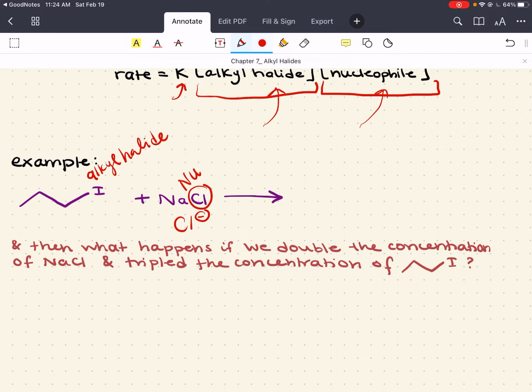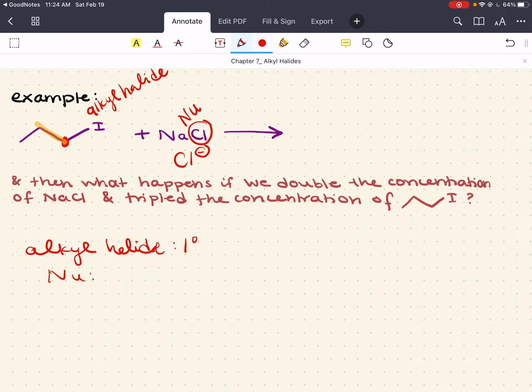Let's write some information about our alkyl halide. Here's the carbon that's attached to the halogen. How many other groups are attached to this carbon? One other carbon group, so this alkyl halide is primary. Our nucleophile is Cl minus. If you look at the table, Cl minus is a strong nucleophile, weak base. So we know for sure, based off of what we've written here, that what's going to occur is an SN2 reaction.